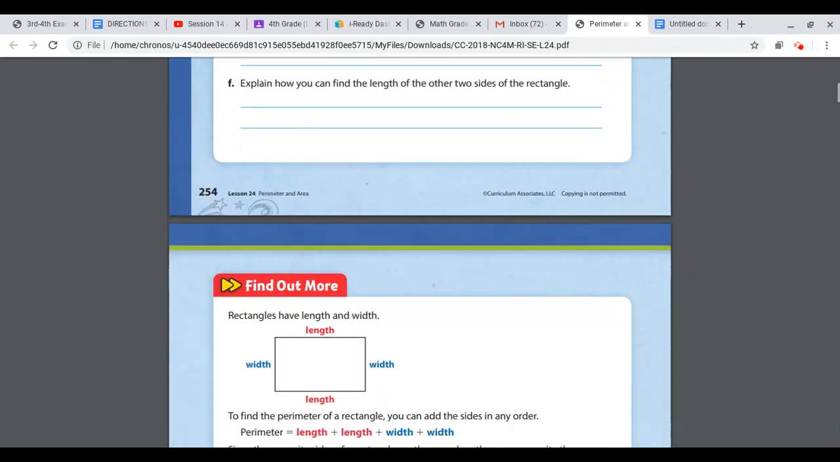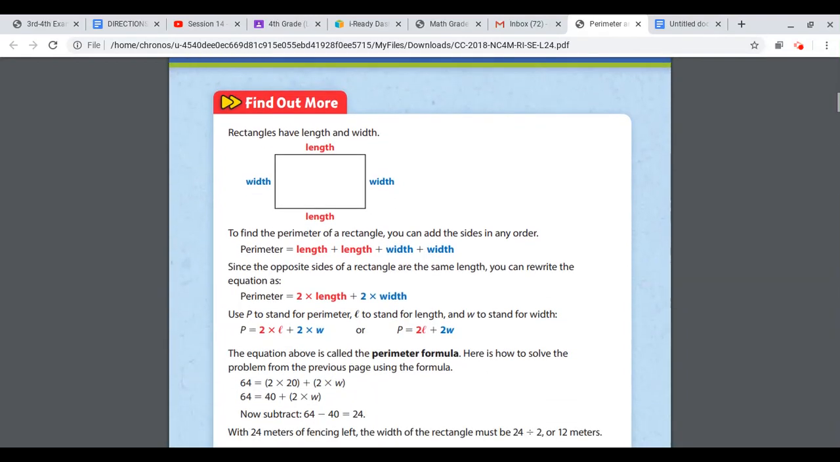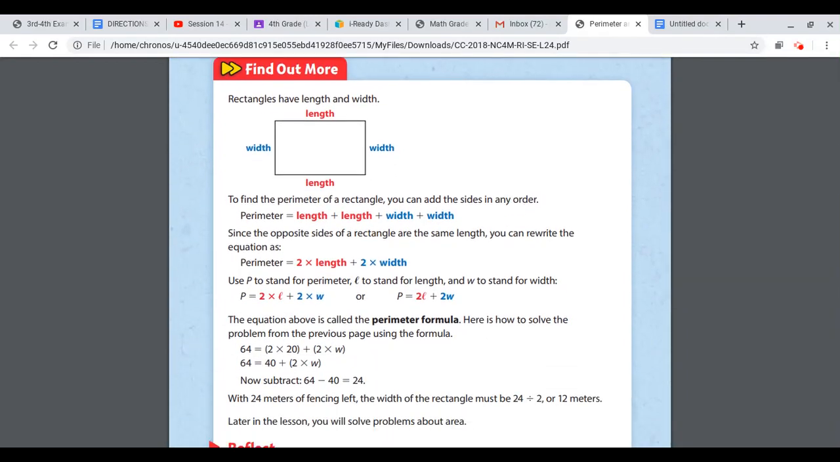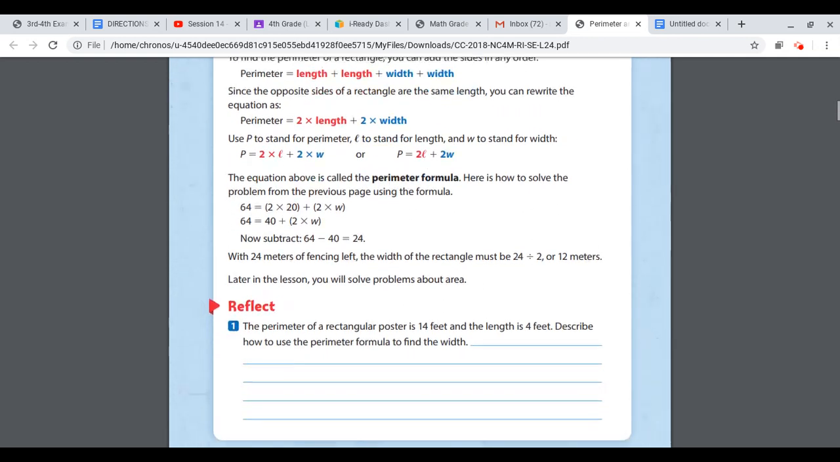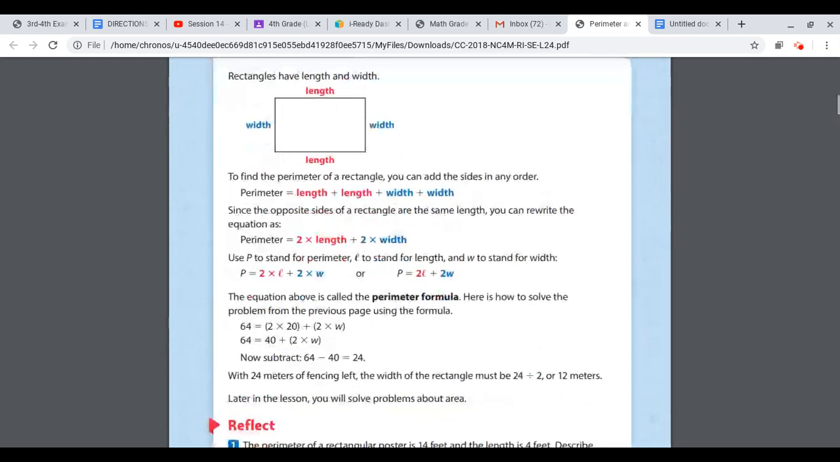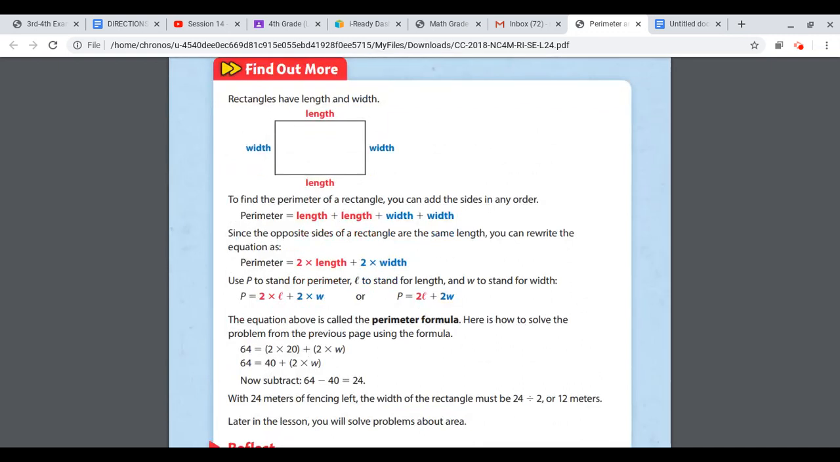All right, 255. You might need to pause to get all that down. I'm going to read this page to you, and then you're going to do the reflect at the bottom.